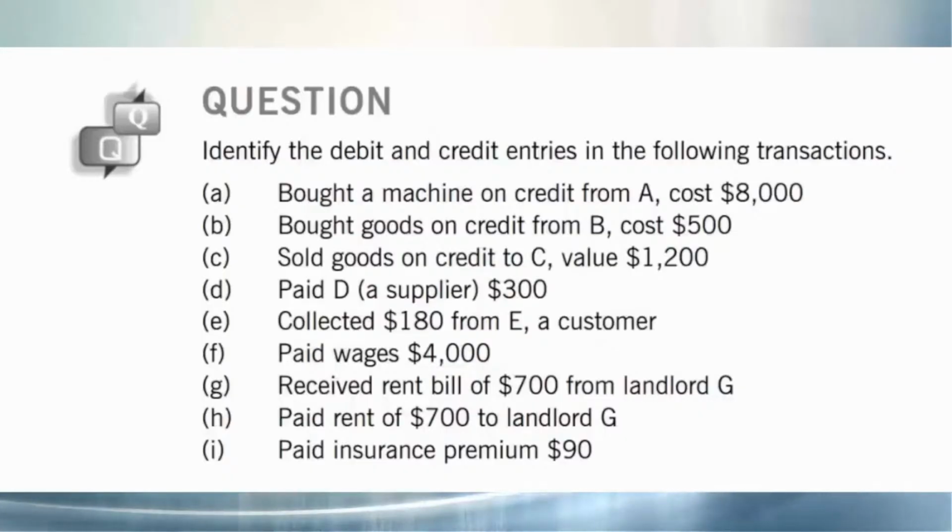Let's break this question down step by step and explain why each transaction is recorded as a debit and credit. The goal is to ensure you understand how to apply the double entry system to record transactions in the ledger accounts.